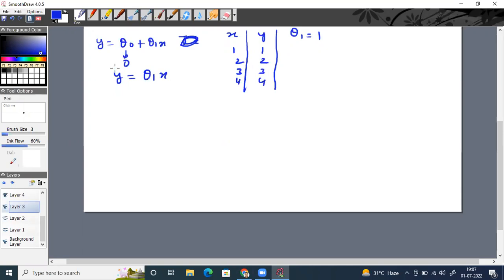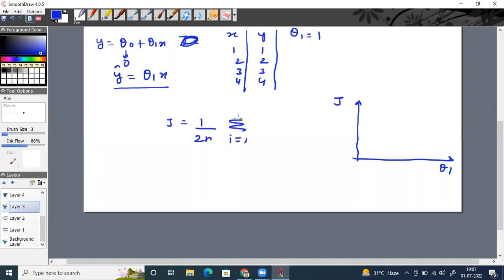This is my prediction, y hat, theta 1x. This is the equation predicted by the machine learning model, where it assumes that theta 1 is equal to 1. And I will plot my cost function here. Here I will mention theta 1, here I will mention J. And just remember the equation: 1 by 2n summation i is equal to 1 to n, yi minus yi hat whole square.